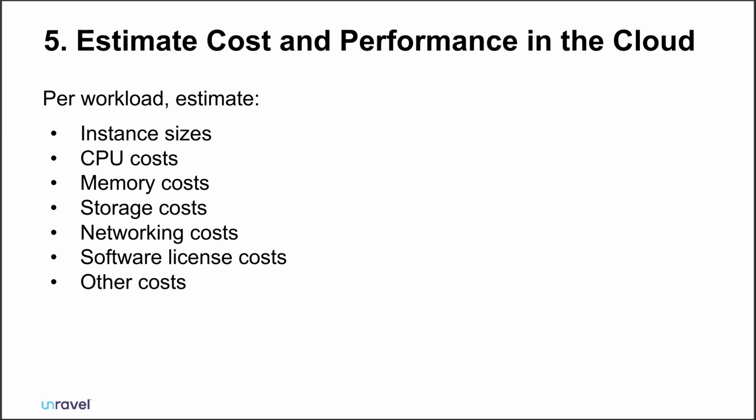You then estimate cost and performance in the cloud. This is something you can either do by hand or watch Mick. He makes it kind of magical with Unravel software. So you have to estimate the instance sizes, your CPU costs, your memory costs, your storage costs, your networking costs, software license costs, and other costs. For instance, people costs to run all this. You should need fewer people to run it in the cloud, but you won't need zero people to run it in the cloud, so you'll need to estimate that as well. Organizationally, you'll learn more over time to make those decisions better. It's hard at first.